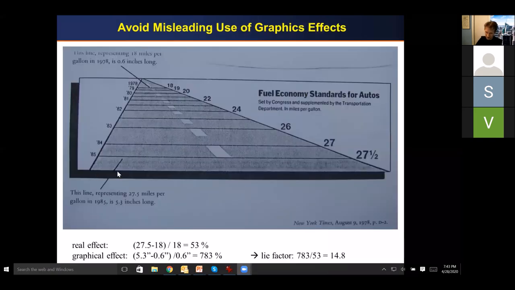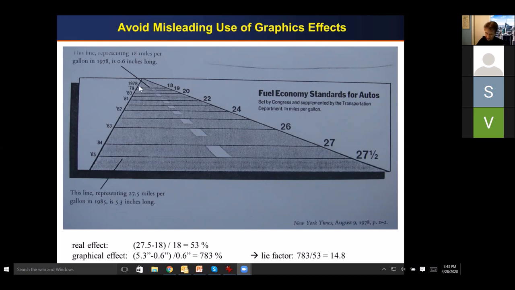Then also this one here, we talked about this as well, I think in the past, this fuel economy standard for autos in the 1970s, when the oil crisis was, right? The government wanted to show that they're going to do something about fuel economy. And this is the miles per gallon, 18, and now it's 27.